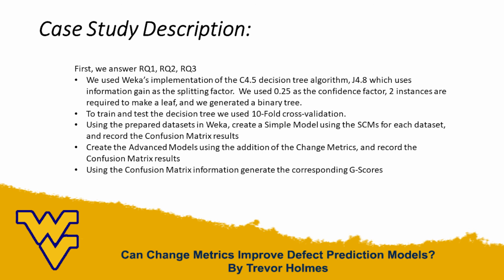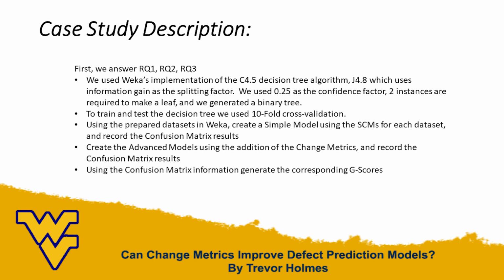So first we need to answer research questions 1, 2, and 3. To do this, we use Weka's implementation of the C4.5 decision tree algorithm, J4.8, which uses information gain as a splitting factor for the decision tree. For the settings, we looked at doing optimized settings, but that really is not the purpose of the research. We really just want to see the improvement from using different types of metrics. So the settings we used were a 0.25 confidence factor, we required at least 2 instances to make a leaf, and we generated a binary tree versus an n-ary tree.